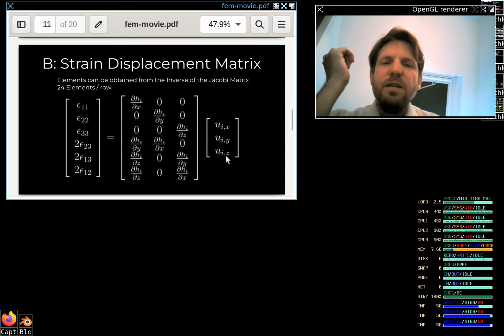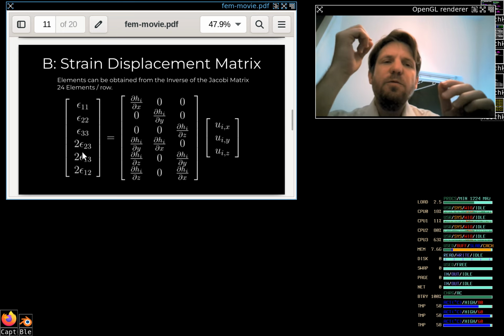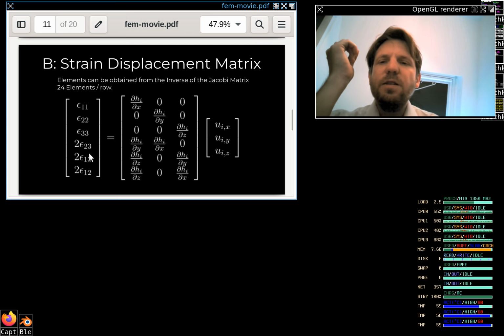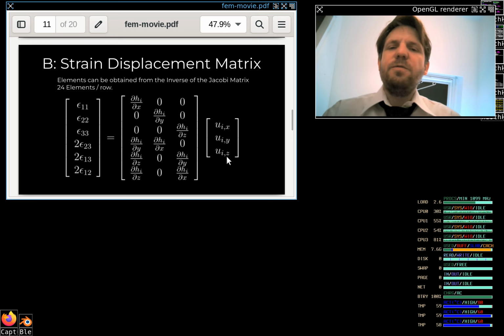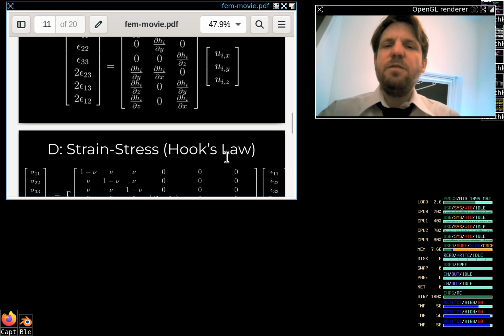Which basically takes the displacements of your element and transforms them into strain. So you can imagine that if you deform the element, you get some strain out of it, and this is the matrix which describes that. That's the way it works. So you get these elements here, and it is basically a relation to these deformations here.